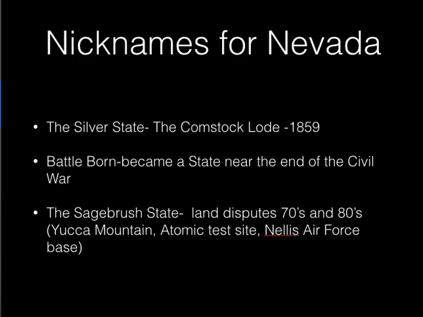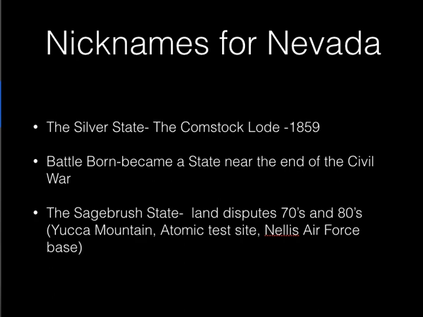Okay, so the second part is the Nevada Constitution. The Nevada Constitution started in 1864, right around the time of the Civil War. If you read your readings, we have three nicknames for Nevada. The Silver State, because of the Comstock Lode that was found here.